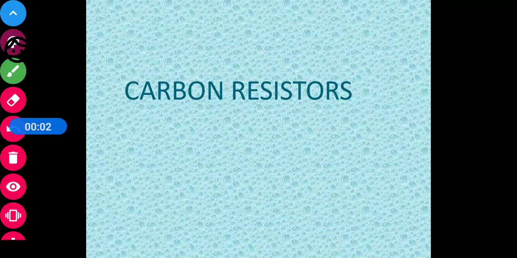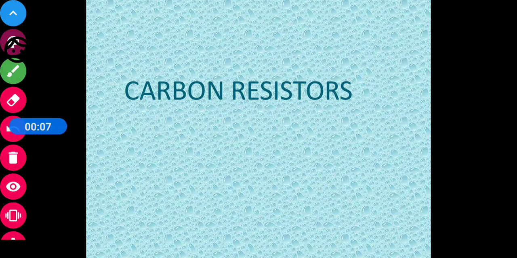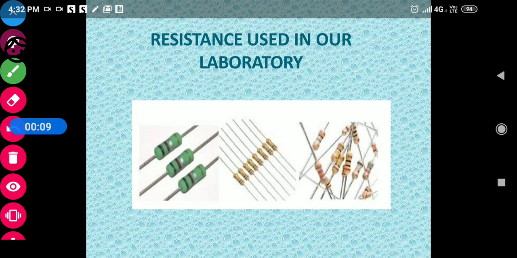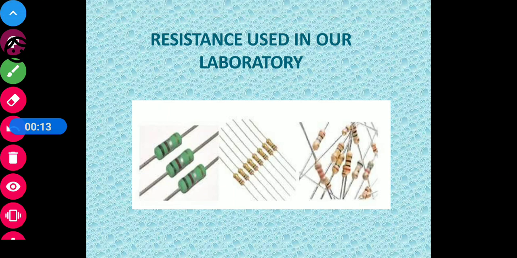This video is the second part of lecture 2. Here we are going to discuss the carbon resistors. Now, carbon resistors. You have seen such types of resistors anywhere in any electronic instruments. These resistances are used in our laboratory. Now, these are very small resistances.